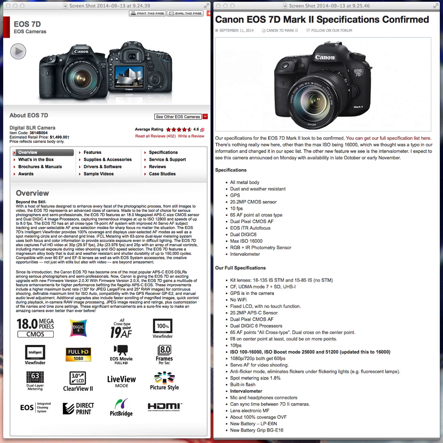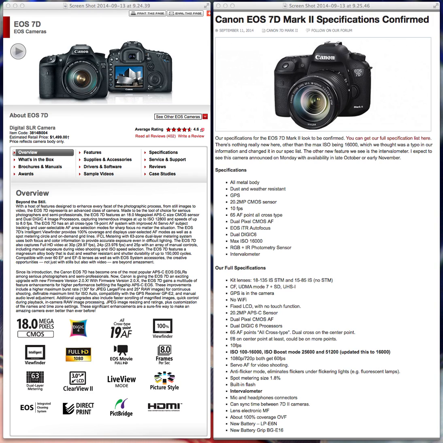Let's see where we're at here. I'm trying to read the ISO here. ISO 12,800 on the 7D goes up to 16,000. So an increase of 12,800 to 16,000. It's a 3,200 increase. So that's not bad. So far, everything just increased, which is always good. RGB plus IR photometry sensor. I'm not sure exactly what all that entails. An intervalometer, which is nice.